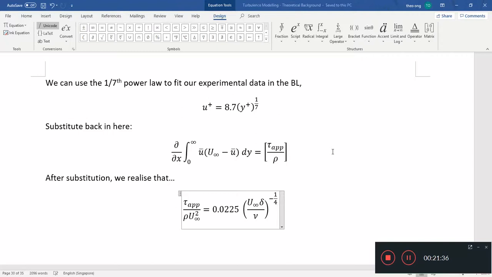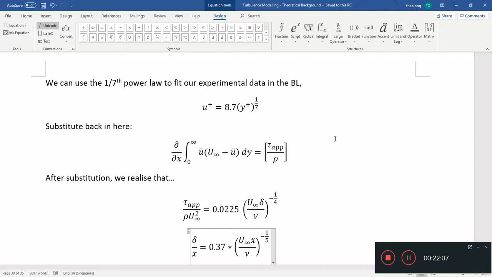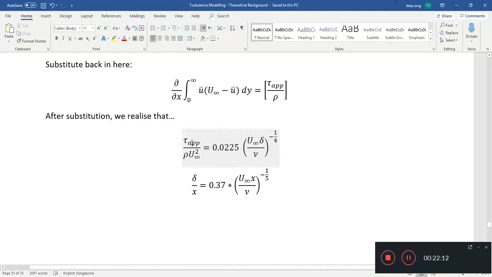And delta over x equals 0.37 times u infinity x divided by nu, to the power of minus one fifth. If you have done boundary layer calculations before, this shouldn't be too foreign to you, what this delta is. So I assume you do know that. And if we want to combine both of these equations, we will get this following expression.